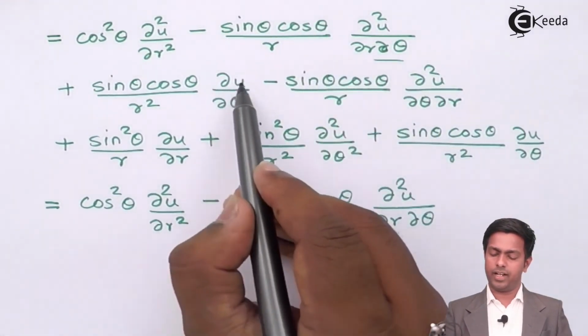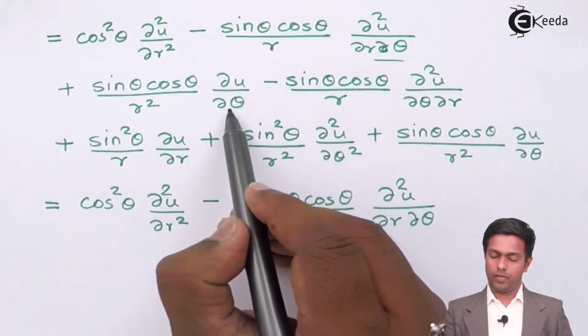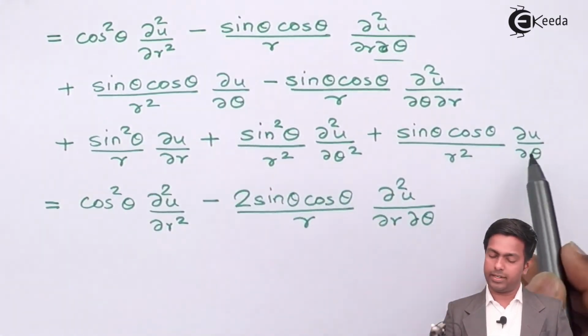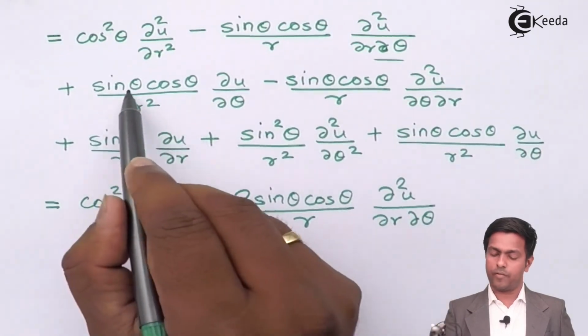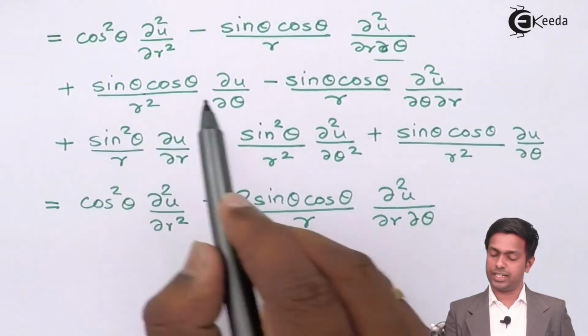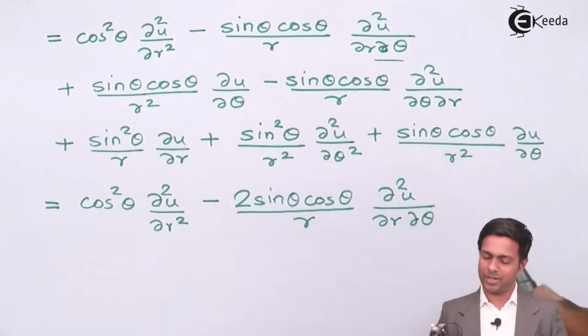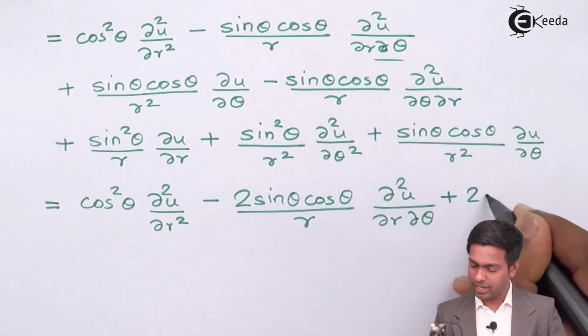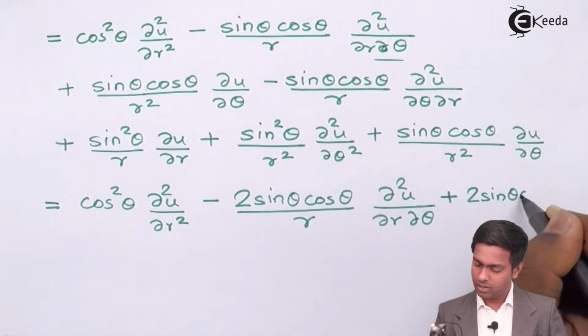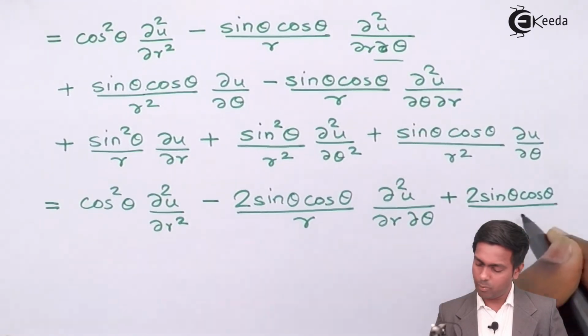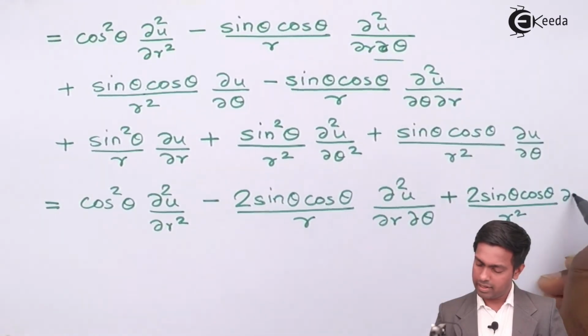Next, here we have a del u by del theta term. We also have one more del u by del theta term. So if we add the coefficients, these are also the same, so we'll get 2 times. So plus 2 times sin theta cos theta upon r square del u by del theta.